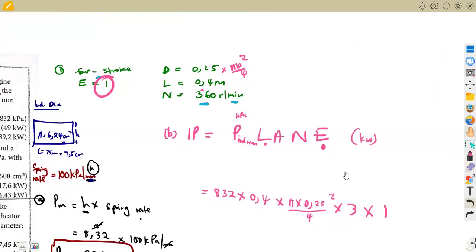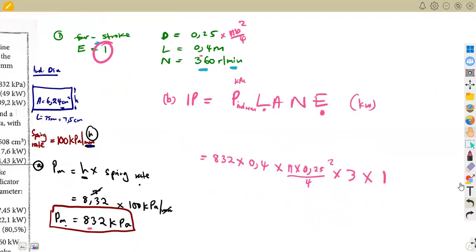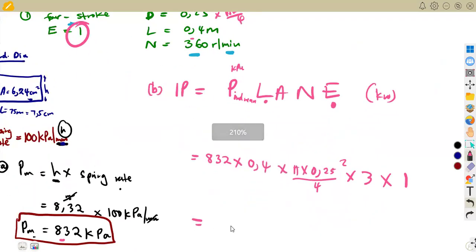In kilowatts, since the pressure used there was in kilowatts. So let us multiply this. If we multiply this properly on our calculator, it will be 49,0008, something like that. So approximately 49. So it's going to approximate to 49 kilowatts.